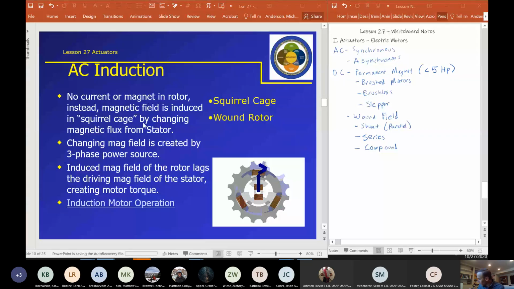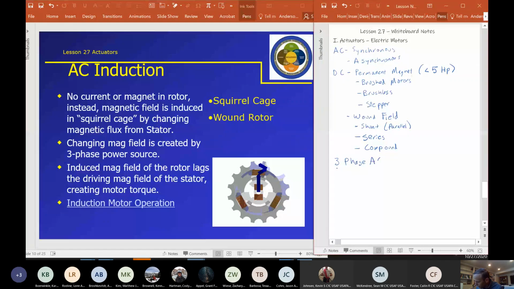We need to have a 3-phase power source in order to have an induction motor. It depends on having a 3-phase power source. So 3-phase AC. Now this is not what comes out of your typical wall outlet. You don't normally have 3-phase, but in industrial applications, it's very common to have those types of outlets. So we have a number of them in the Mech lab.